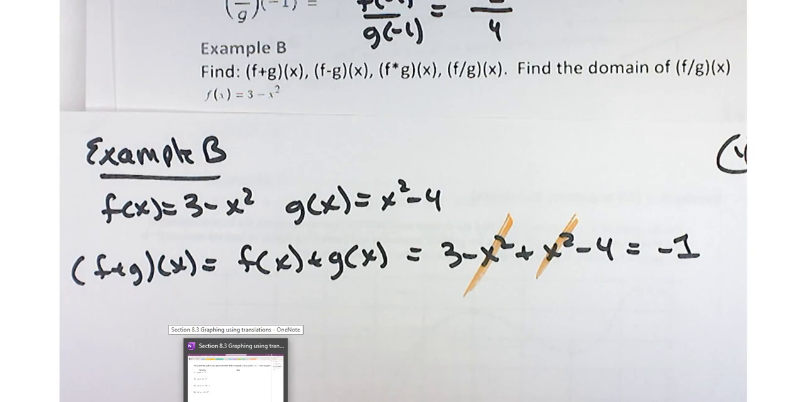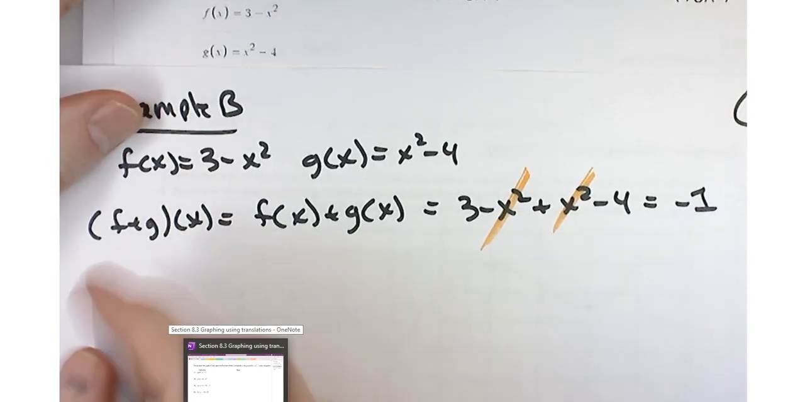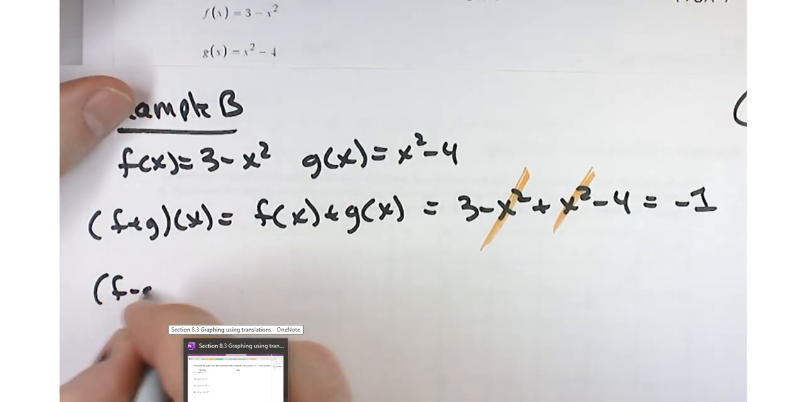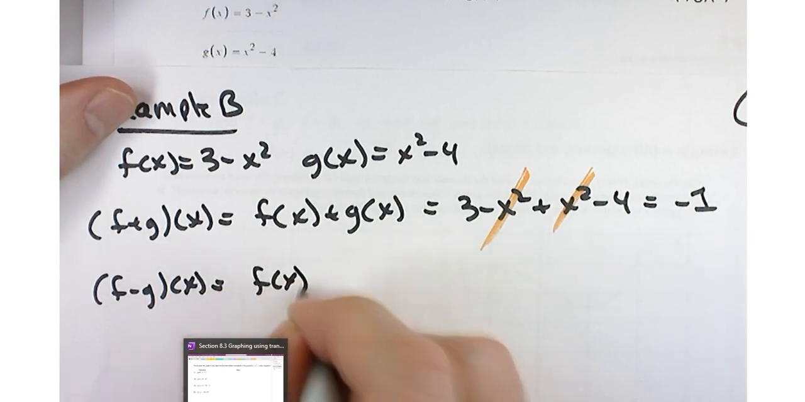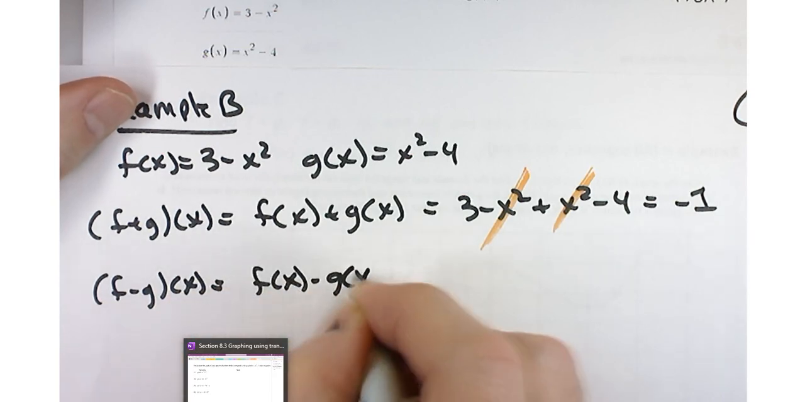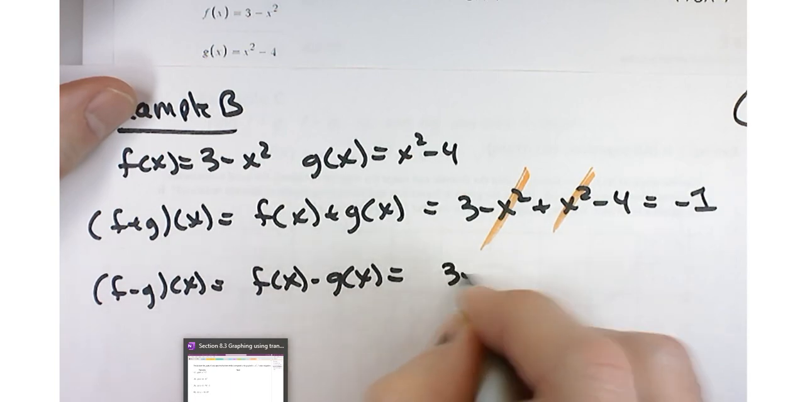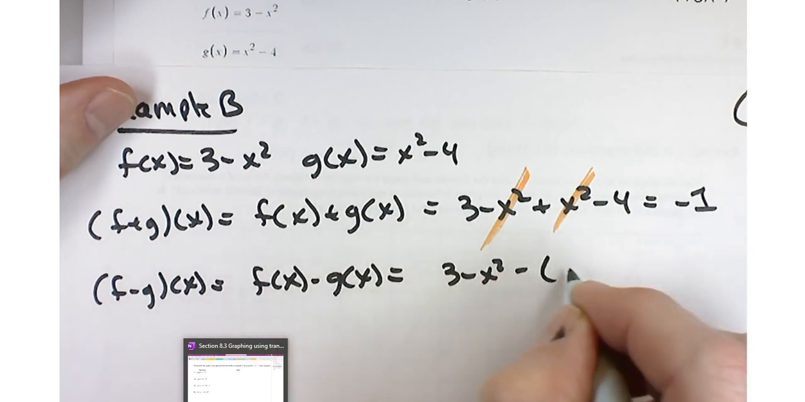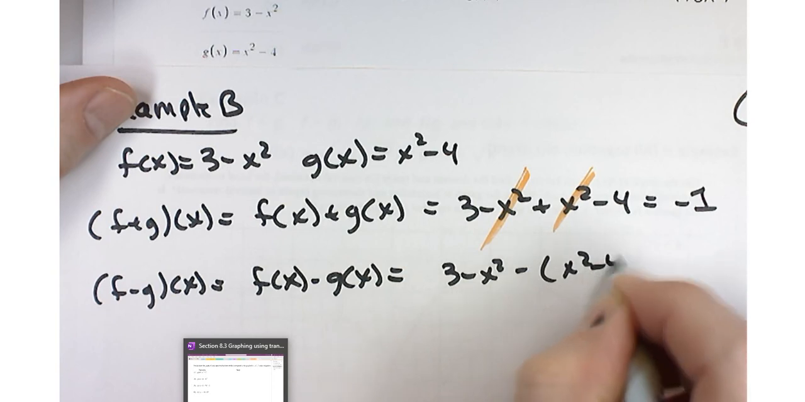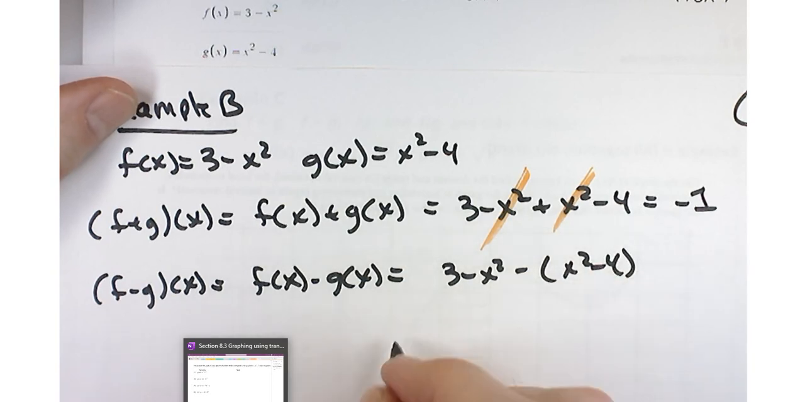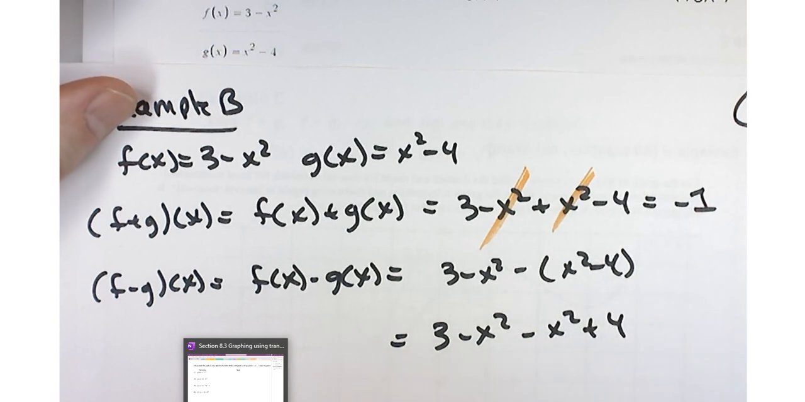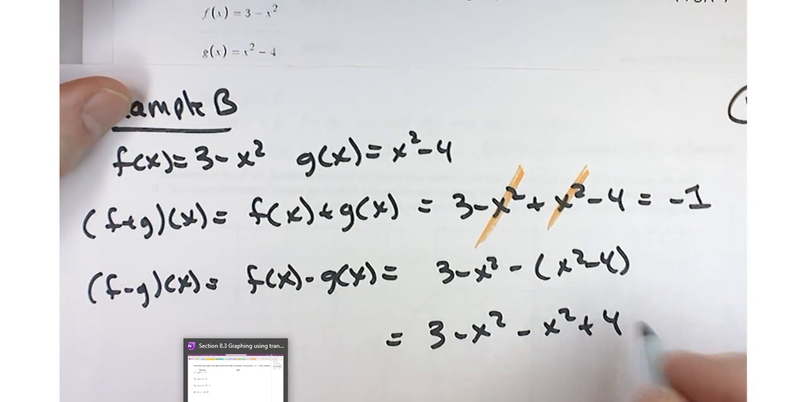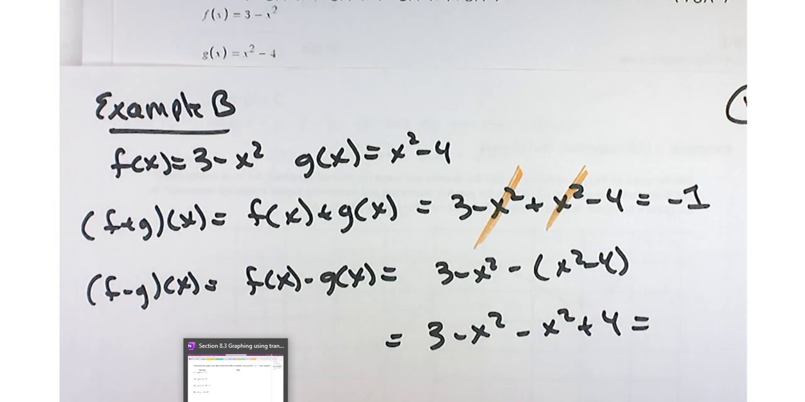They ask you for several things here. They ask you for f minus g of x. So that's f of x minus g of x. The place that people are going to go awry here is in subtracting g of x. That's because you've got to be careful and distribute that negative sign. It's minus x squared plus 4. And then we can simplify it.